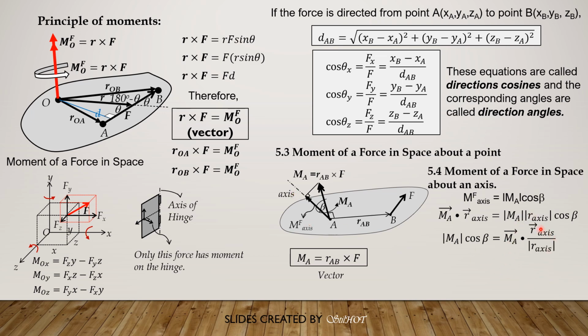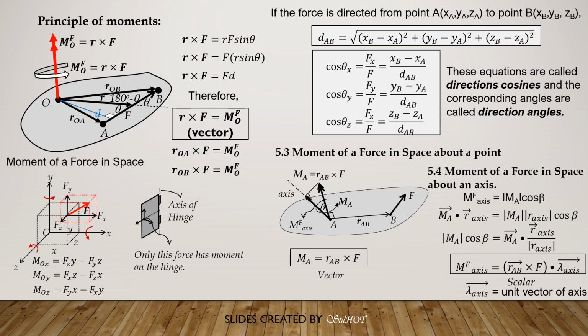Since the ratio of the axis vector to its magnitude is the unit vector of the axis, the moment of the force about the axis, which is M_A cosine beta, is M_A, which is R_AB cross F, dot the unit vector of the axis. So where the unit vector of the axis is defined by this vector.